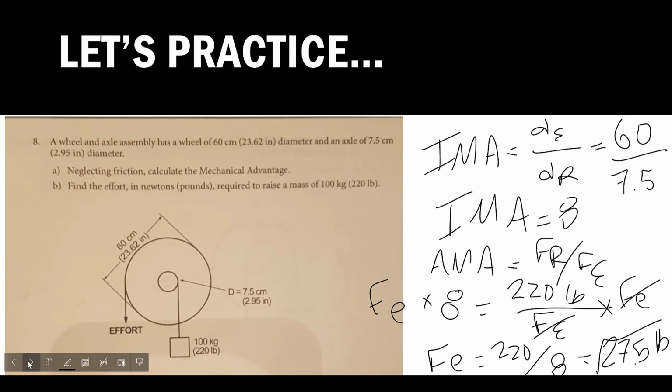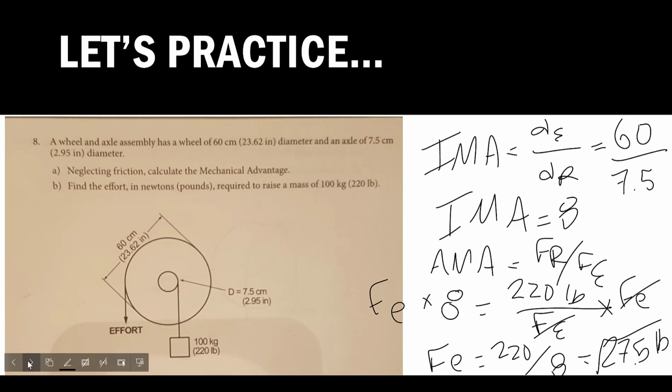So with the small effort of 27.5 pounds, that's about how much my dog weighed when she was a puppy. I could basically put a harness around her, attach it to the rope on the wheel, and let her fall due to gravity slowly, and it would lift a 220-pound object. So that's pretty amazing.